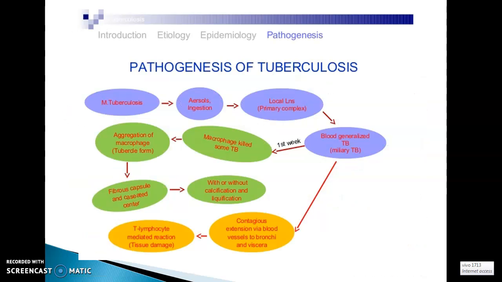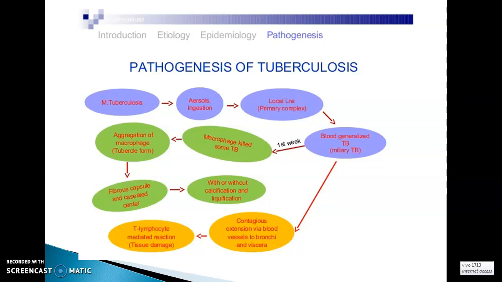First, in the lung, they reach the alveoli. There they get engulfed by alveolar macrophages, the wandering immune cells. But the macrophages are unable to kill the organism. Instead, the organisms multiply inside the macrophages and then produce a primary lesion called the Ghon focus.